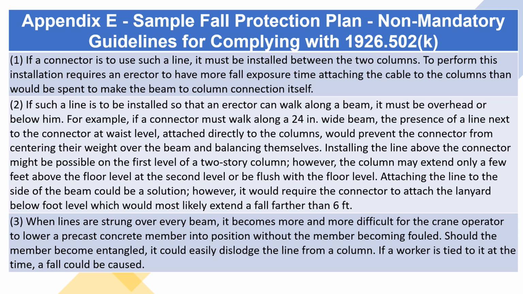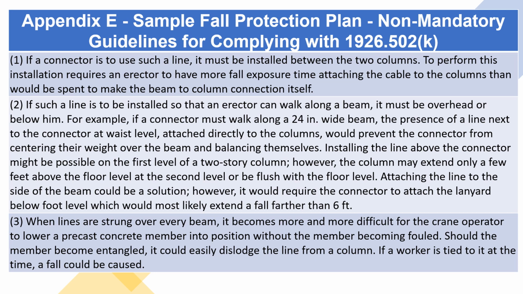2. If such a line is to be installed so that an erector can walk along a beam, it must be overhead or below him. For example, if a connector must walk along a 24 inches wide beam, the presence of a line next to the connector at waist level, attached directly to the columns, would prevent the connector from centering their weight over the beam and balancing themselves. Installing the line above the connector might be possible on the first level of a two-story column. However, the column may extend only a few feet above the floor level at the second level or be flush with the floor level.